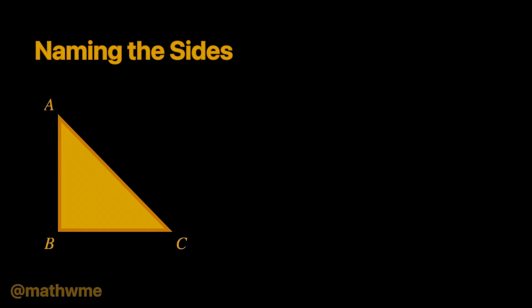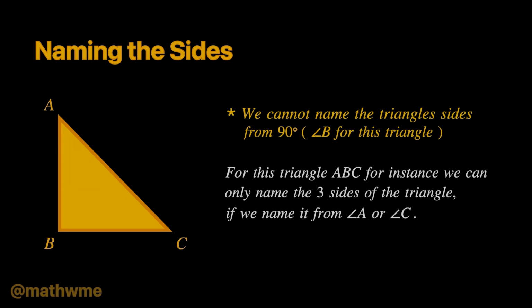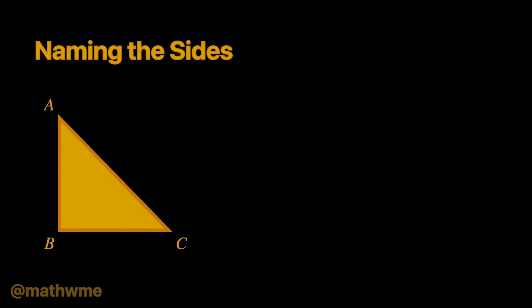So before we begin with this, we need to know that we cannot name the sides of the triangle from the 90 degrees angle. Which in turn means that we can only name the sides of the triangle from angle A or from angle C with respect to this triangle. So keeping this rule in our mind, let us just consider naming the sides of the triangle from angle C.